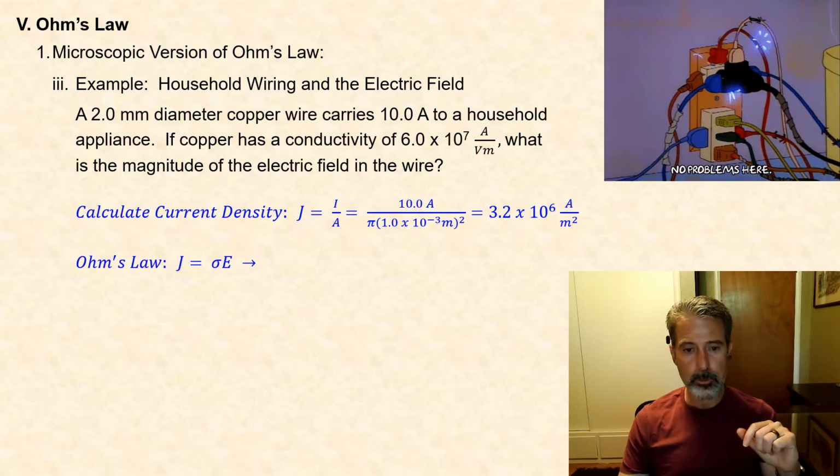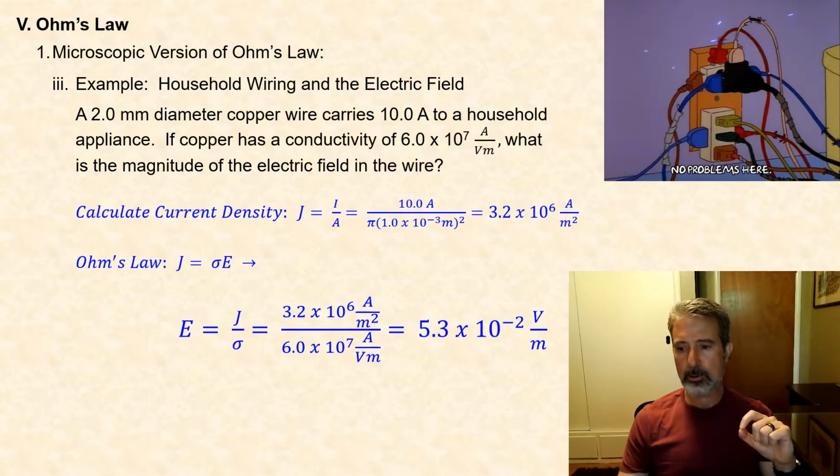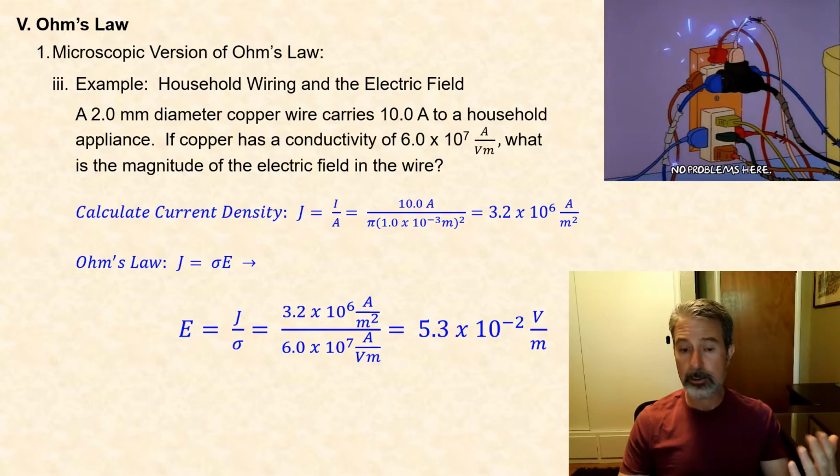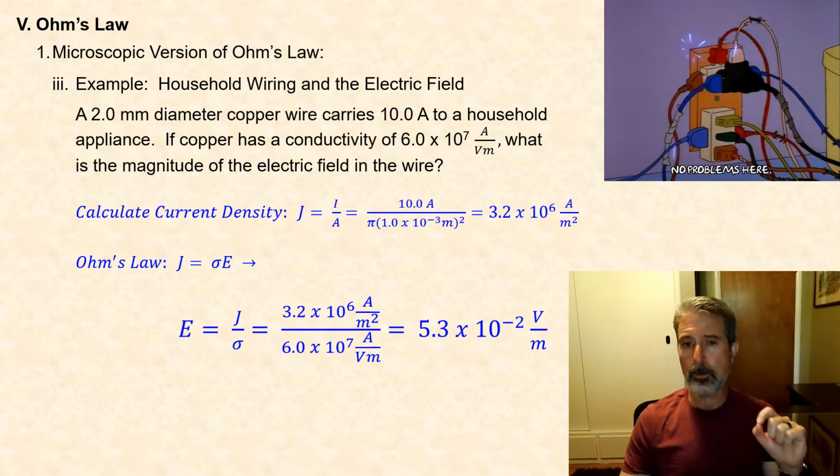We can now use Ohm's law in its microscopic form and solve for the electric field. The electric field magnitude, or strength, is just the magnitude of the current density divided by this proportionality constant we call conductivity. We found the current density above. Let's plug in the value for the conductivity, which is in an appropriate SI unit. And when we get our answer, we see 5.3 times 10 to the minus 2 volts per meter, about 0.53 millivolts per meter. This may seem quite small.